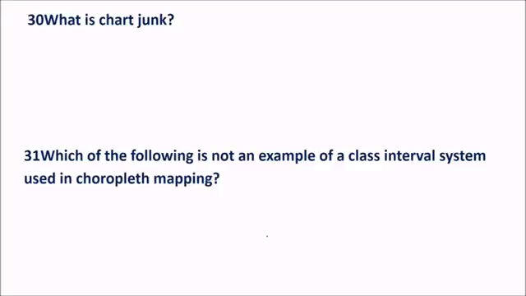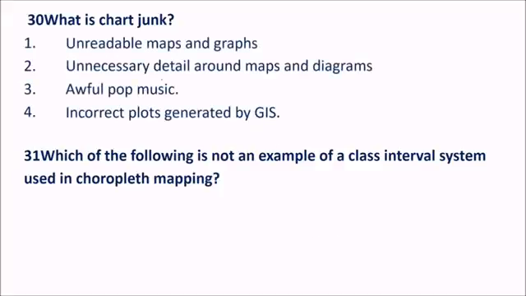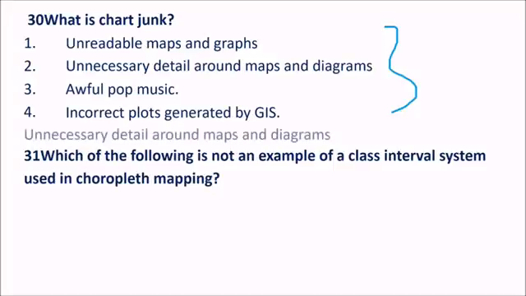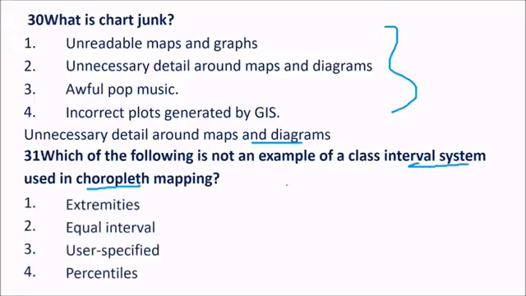Now next question is, what is chart junk? These are options for you. And the answer is, you got it correct, because it is unnecessary detail around maps and diagrams. These are called chart junk. The next question is, which of the following is not an example of class interval system used in choropleth mapping? These are 4 options: extremities, equal interval, user specified, percentiles. The answer is extremities.